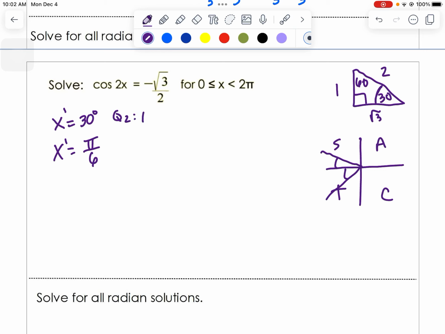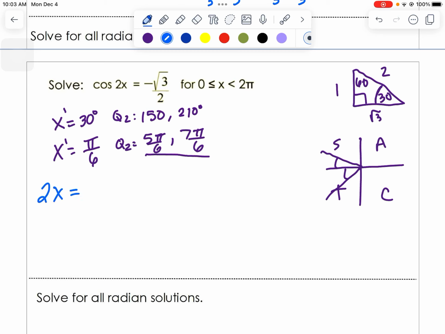So in the second quadrant, we would want 150 degrees because you do 180 minus 30. Or you would do 6 pi over 6 minus 1 pi over 6. So in quadrant 2, it would be 5 pi over 6. And then in quadrant 3, where cosine is also negative, it'd be 180 plus 30, so 210 degrees. Or you do 6 pi over 6 plus 1 pi over 6, so 7 pi over 6. And so here are our 2 answers, where cosine of just x would be equal to negative square root of 3 over 2.